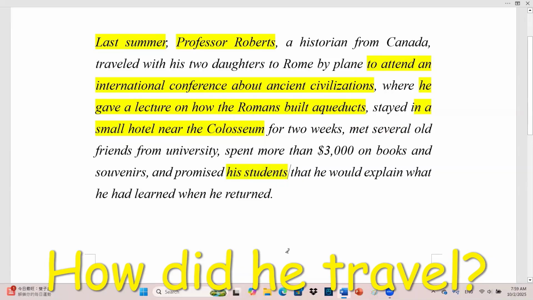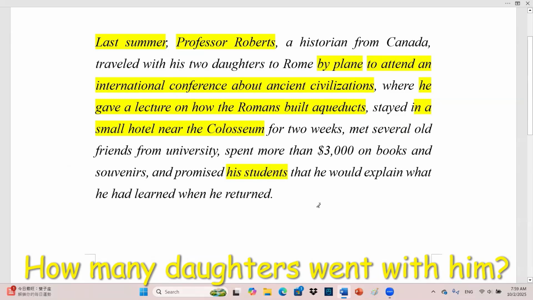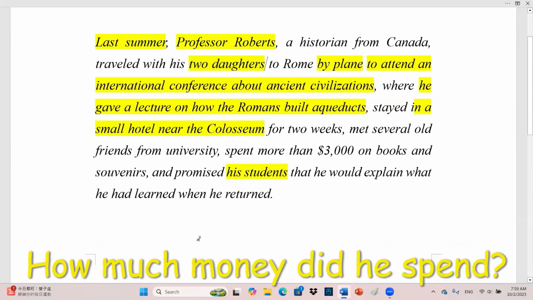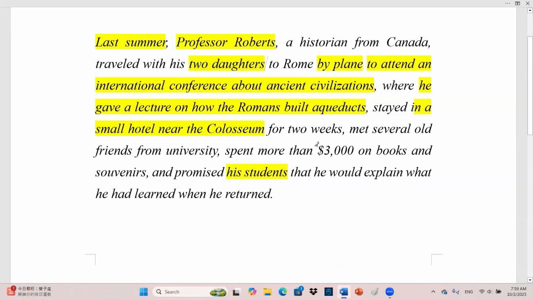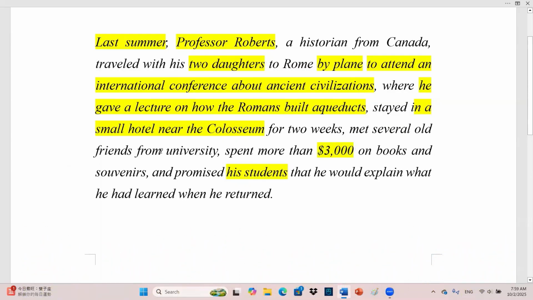And then, how did he travel? You remember, by plane. And how many daughters went with him? Two daughters. Maybe he has more, but just two daughters went with him. And then how much money did he spend? $3,000. How long did he stay in Rome? Yeah, somewhere it was mentioned, for 2 weeks. For 2 weeks. All right.